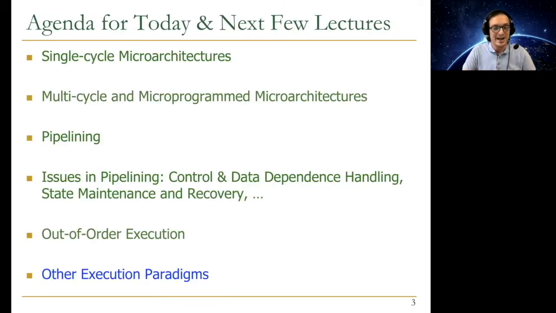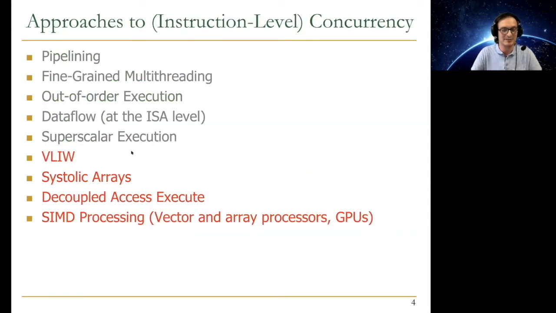Okay, and after we're done with branch prediction, not today probably, we'll jump to other execution paradigms where we will cover VLIW, which is heavily impacted by how we handle branches actually at the compiler level. And then we will cover systolic arrays and decoupled access and execute. This will probably happen tomorrow. And then next week, we will cover SIMD processing and GPUs. And then we will go into the memory hierarchy.